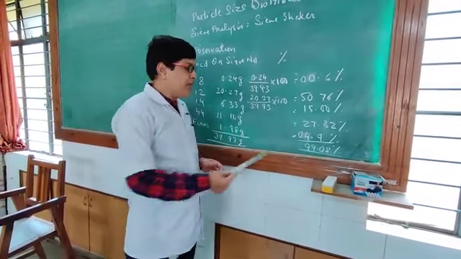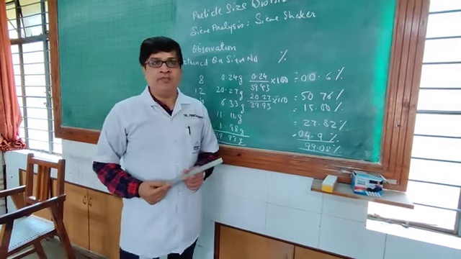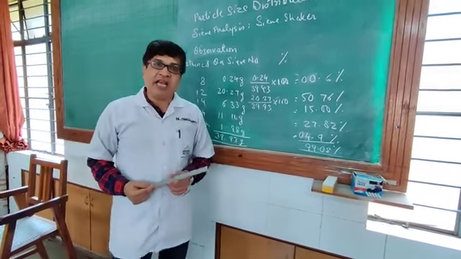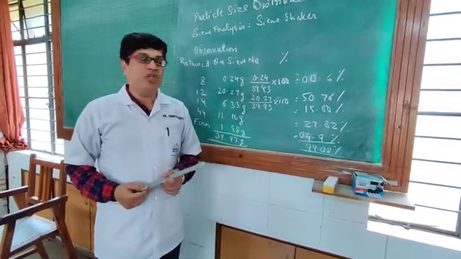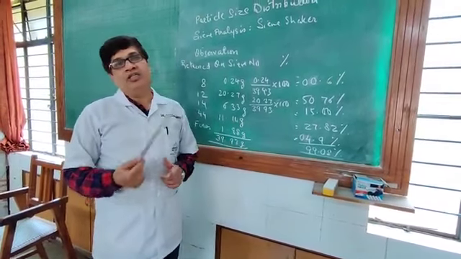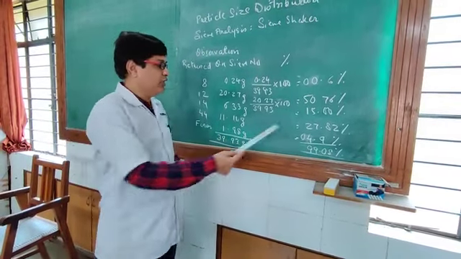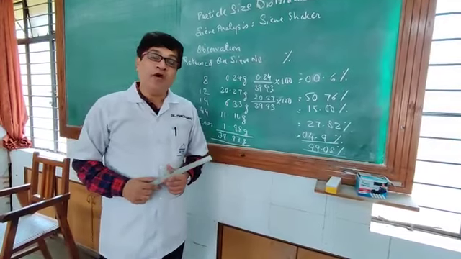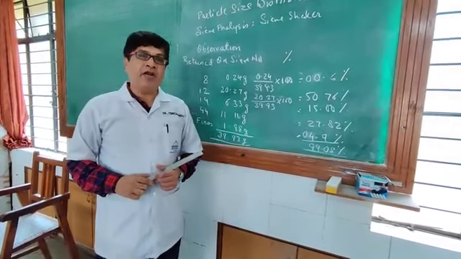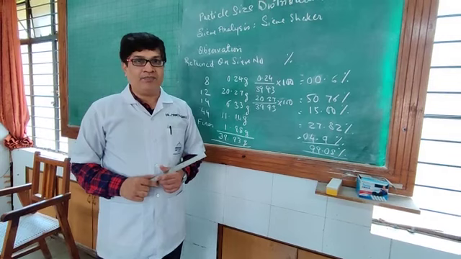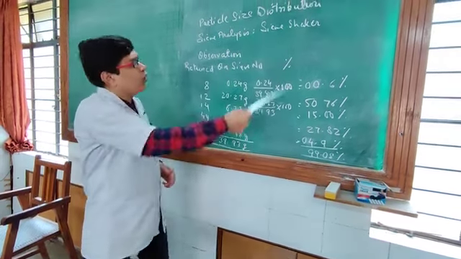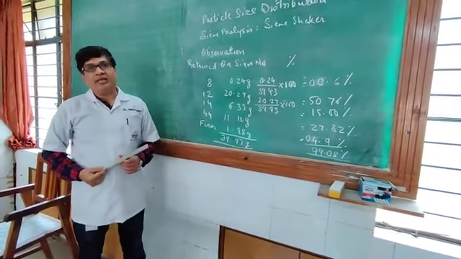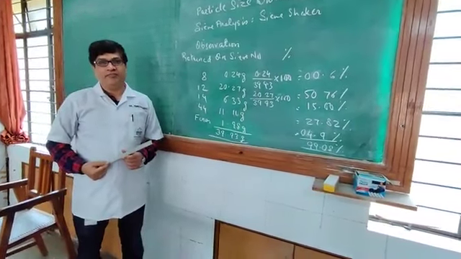At the same time, fines also play a very important role. It is said that granules used for compression should have fines to the tune of about 1%. More than 1% is not that much advocated. So this is how you find out the particle size distribution.